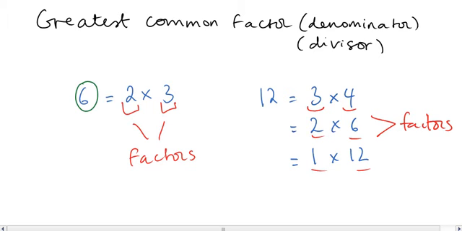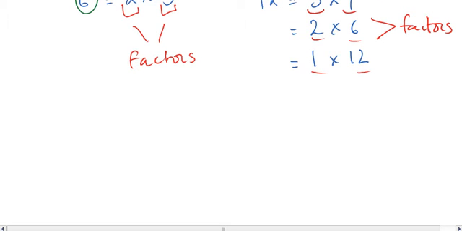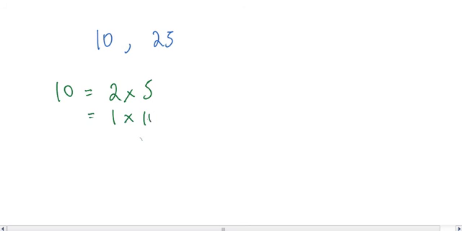Now that we know what factors are, let's look at what the greatest common factor is. The greatest common factor is literally the greatest common factor between two numbers. It's a factor that is common to both, and it's the biggest one of those factors. To find it, we need to find the factors of both numbers. So, 10 has factors 2 times 5, so 2 and 5, or 1 and 10.